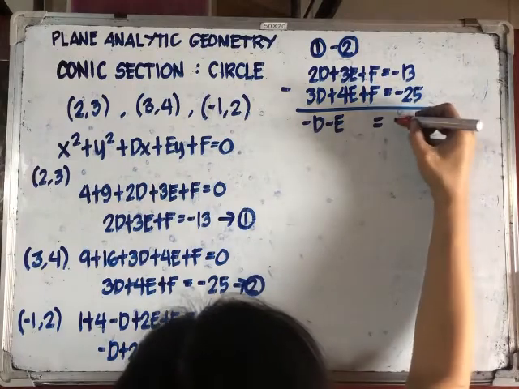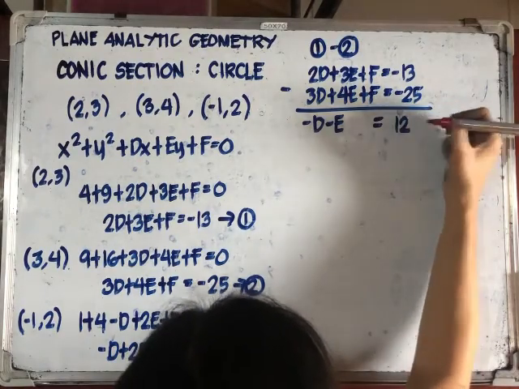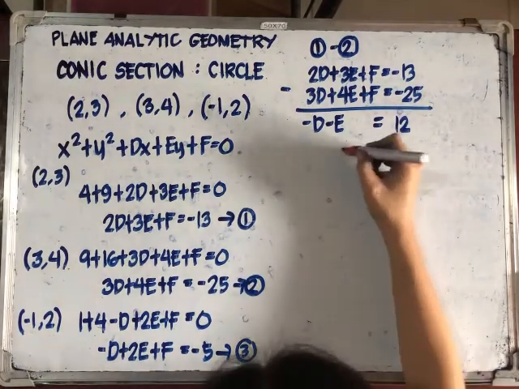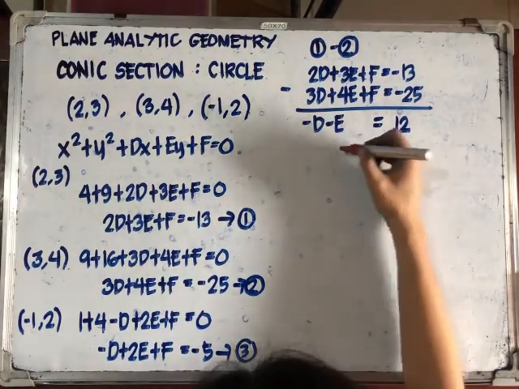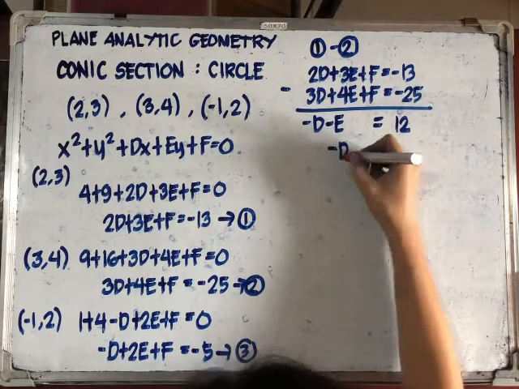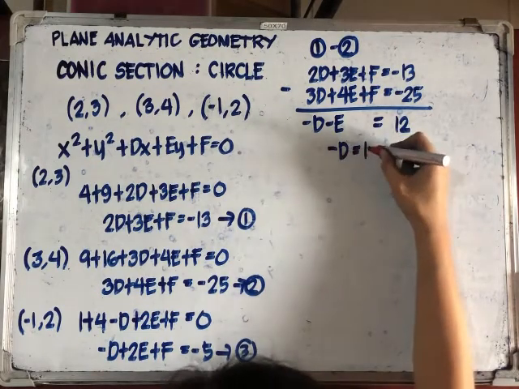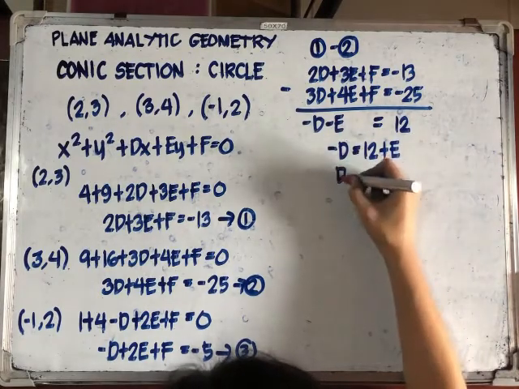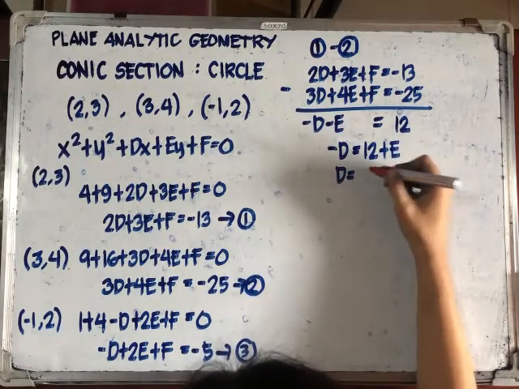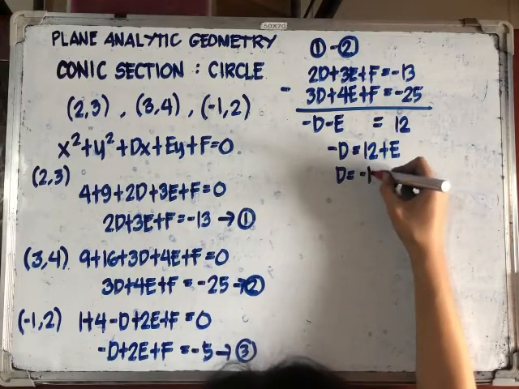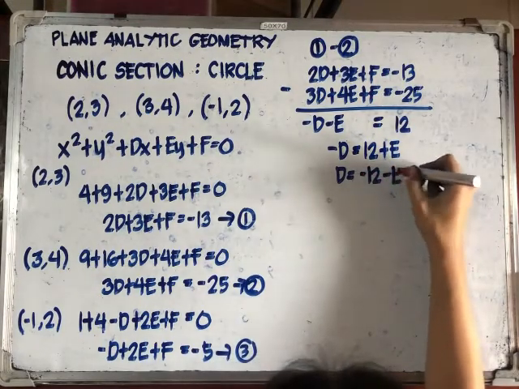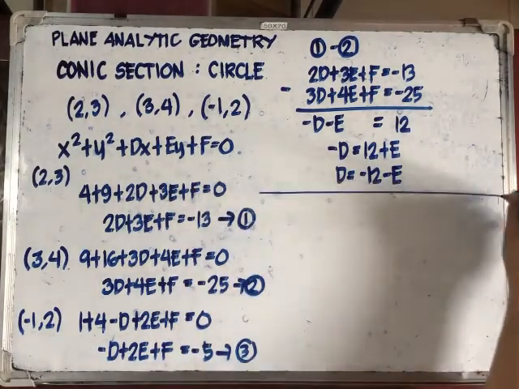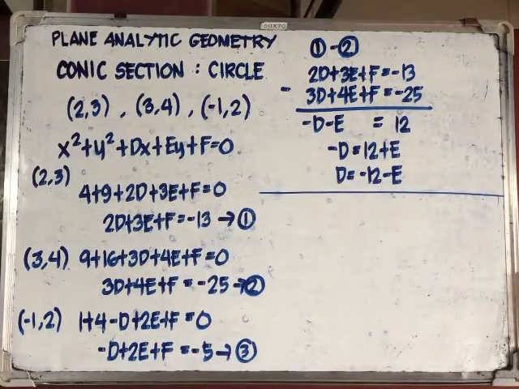So now we have reduced it into 2 variables. Okay? So I can express D in terms of E. That negative D minus E is equal to 12, so negative D is equal to 12 plus E, or D is equal to negative 12 minus E. Okay, let me leave it there. Then I will write a line here to show you the next part.